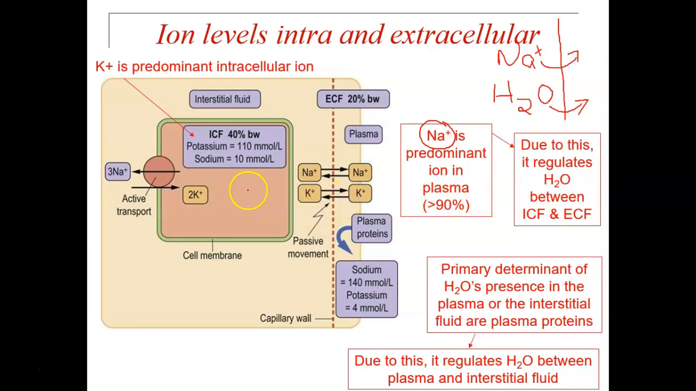Well, yeah. Within the cell, we're going to look at this one thing right here. Potassium, K+, that's the predominant intracellular ion. So inside of the cell, it's not quite 90 plus percent, but it's high. It's 80, 85%. Potassium is by far and away the most abundant intracellular ion. Sodium is the most abundant extracellular ion. Okay.